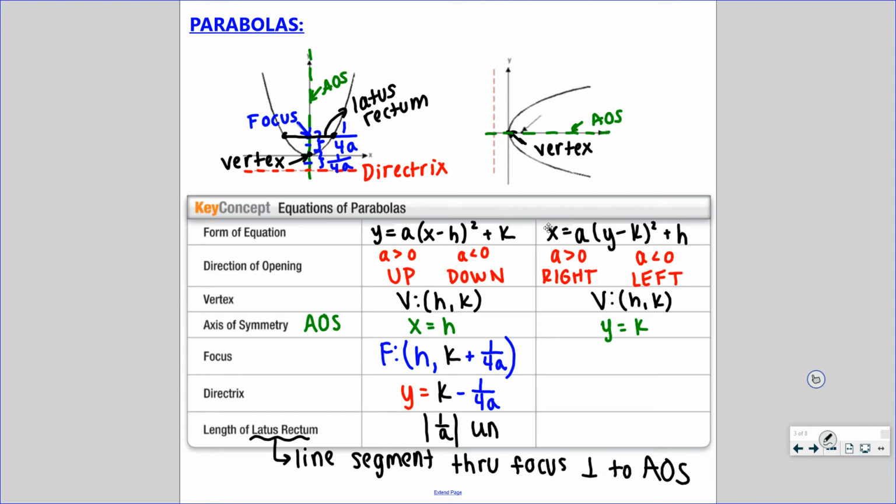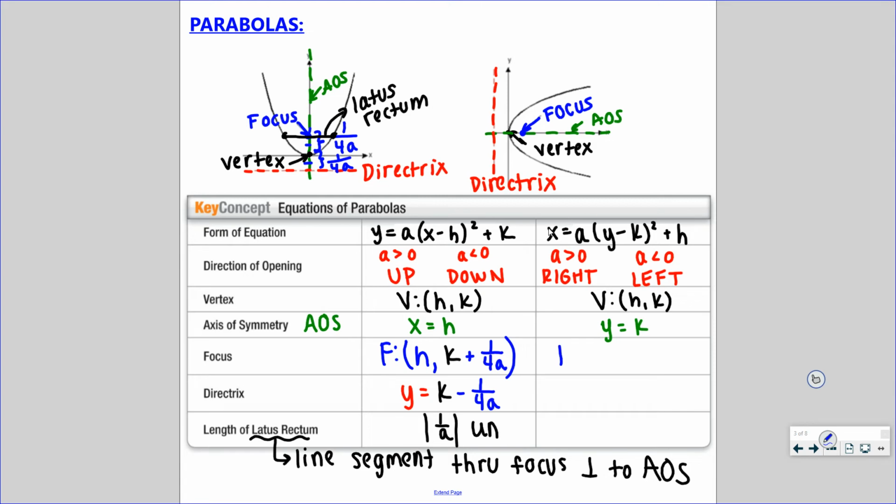So now our new vocab here. I mentioned the focus is always located inside the parabola, and the directrix is always located outside. They all lie on the same axis of symmetry. You can see this point right here is my focus, which is the same distance away from the vertex as this line right here, which is the directrix. Notice how my directrix is now a vertical line.